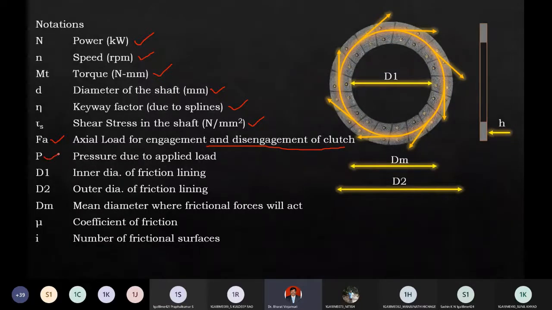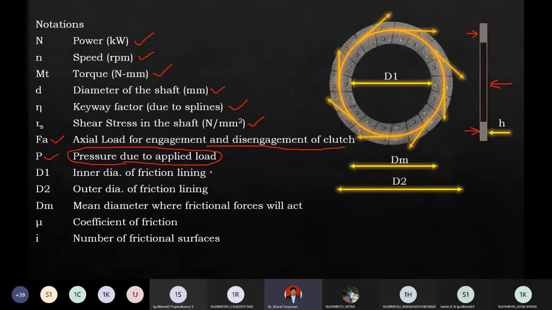Now when I say pressure applied or pressure generated due to the applied load, you need to understand where the pressure is coming from. The flywheel is applying the pressure from the other side. So when I apply a load F from here, the flywheel applies the pressure from the other side. The applied load is applied through a lever or hydraulic force.